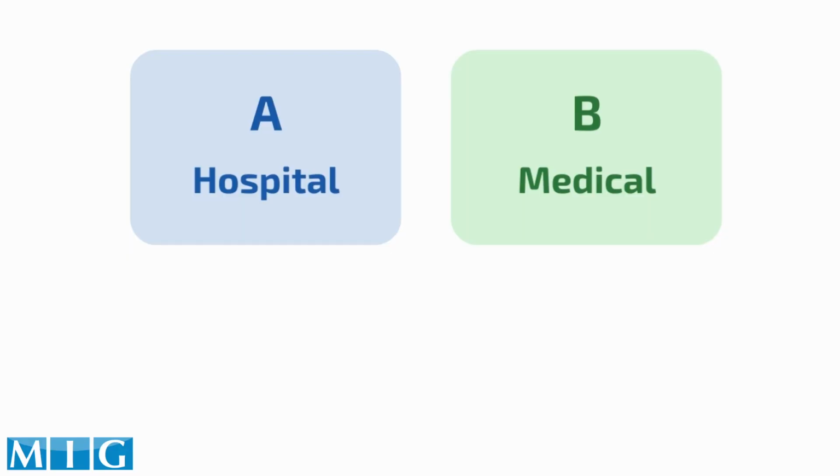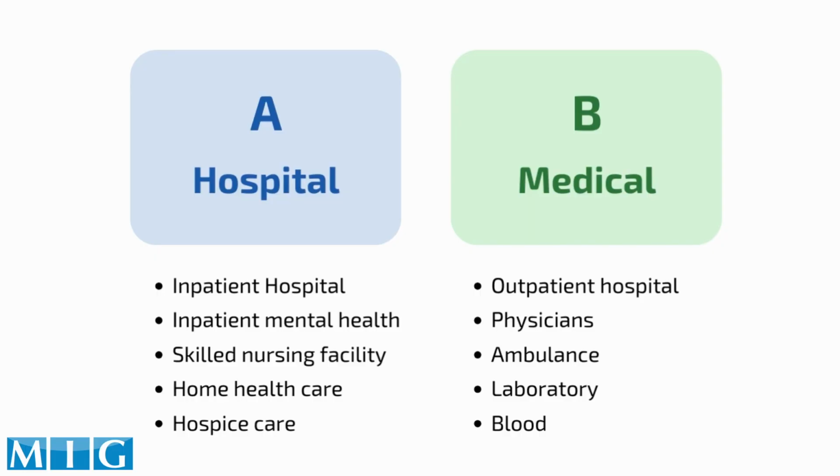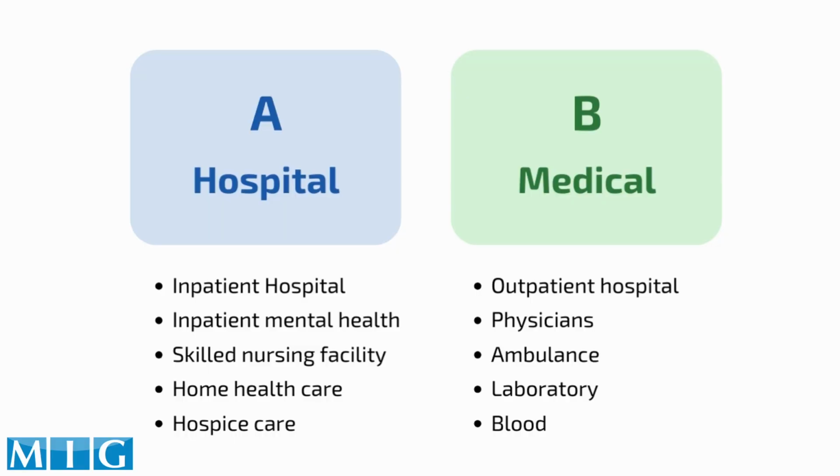So Part A stands for hospital coverage and Part B stands for medical coverage. Part A covers things like inpatient hospital, inpatient mental health, skilled nursing facility, home health care, and hospice care. Now Part B is going to consist of things like outpatient hospital visits when you're not actually staying there overnight, physician's visits, this can be your primary care physician and specialists, ambulance rides, laboratory, blood work, and more things around a medical sense, not related to hospitals.